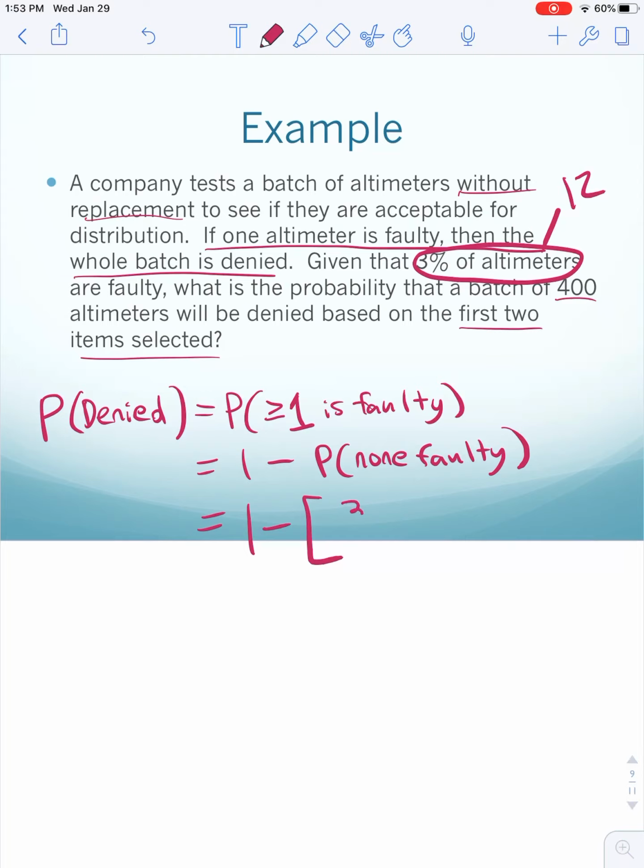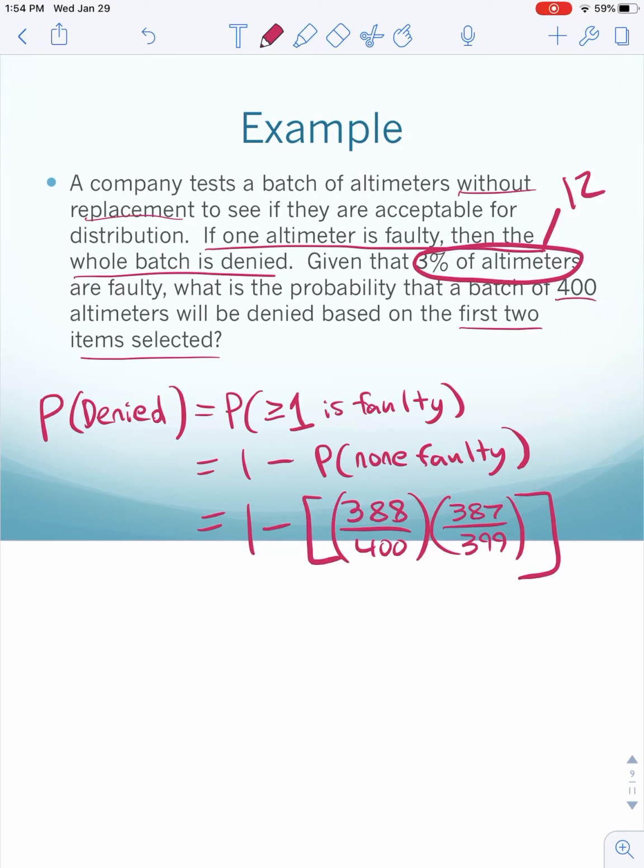So if 12 are faulty, 388 of the 400 are good. Now I'm going to pull a second one, and it needs to be good. None of them can be faulty, so the next one has got to be good. Well, there's 387 good ones left out of 399. So it's going to look like this. And that's all the work.